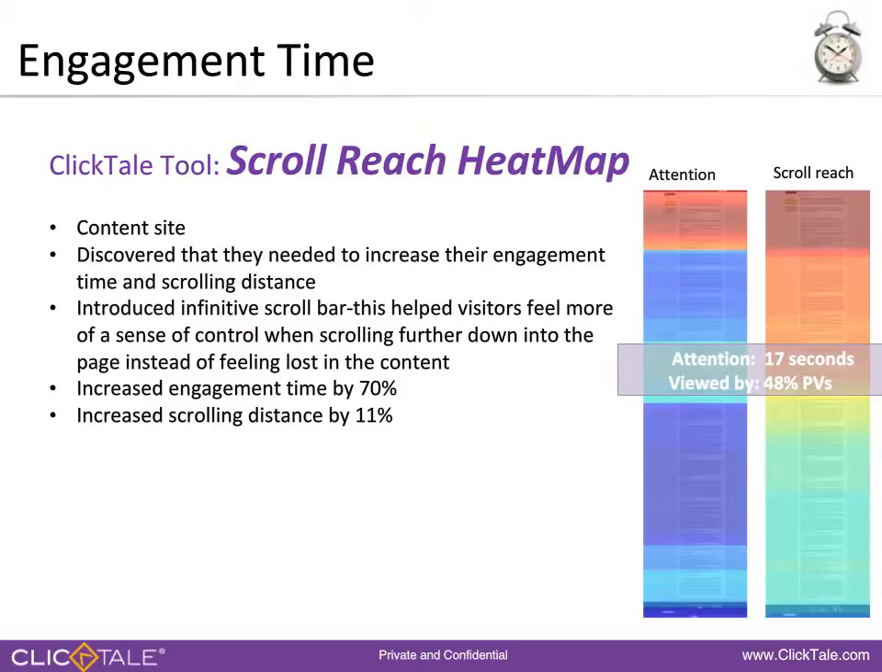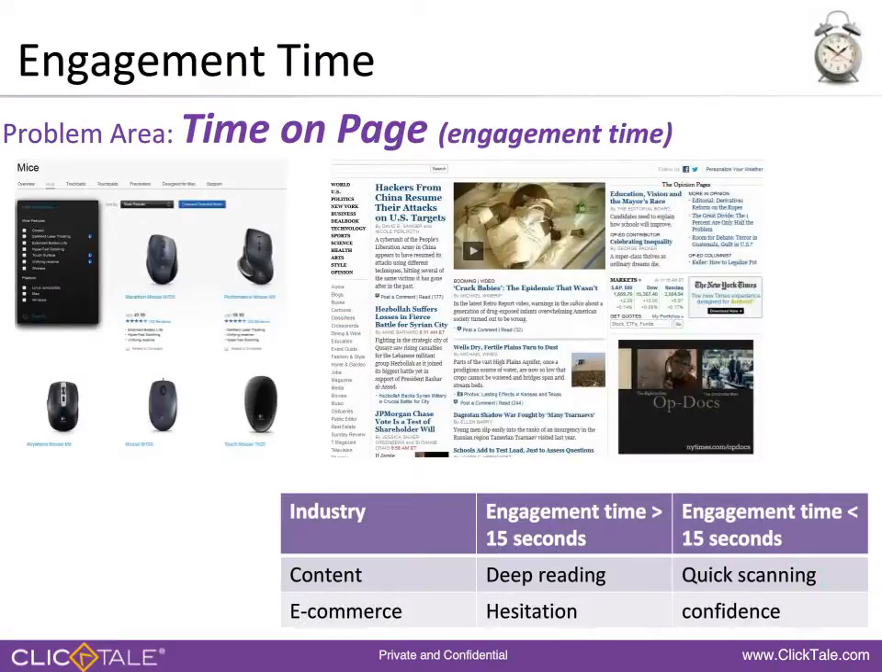As I mentioned, there are different levels of measuring engagement time, and this is relevant per industry. Just to show you some examples, I pulled up one e-commerce site and one content site. I'm sure you can recognize both sites. The way that we like to measure engagement time is that an engagement time of 15 seconds or more, for content, indicates someone who is doing deep or thorough reading. An engagement time of less than 15 seconds, for a content site, is someone we can consider to be doing more quick scanning.